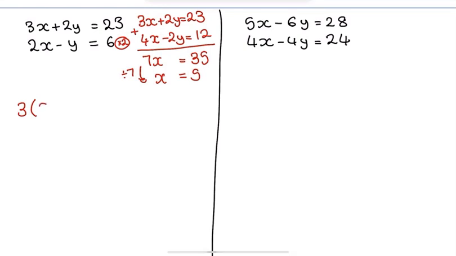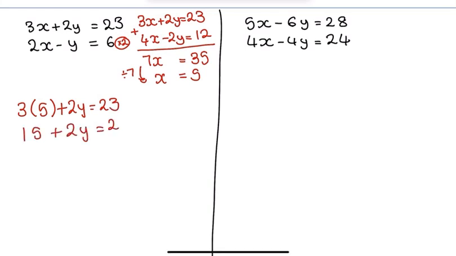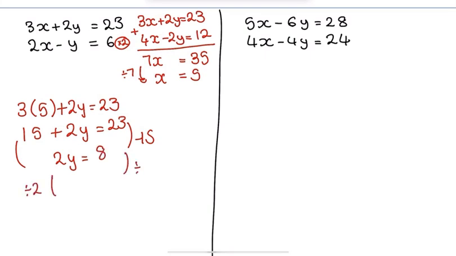I've got 3 lots of x plus 2y equals 23. Therefore I have 15 plus 2y equals 23. I can go ahead and solve this by getting rid of that 15 first, which leaves me with 2y equals 8, and then getting rid of the 2 at the end by dividing both sides by 2. So you should have got x equals 5 and y equals 4.